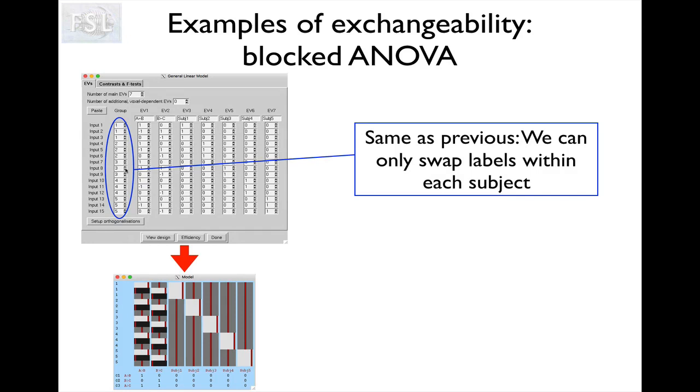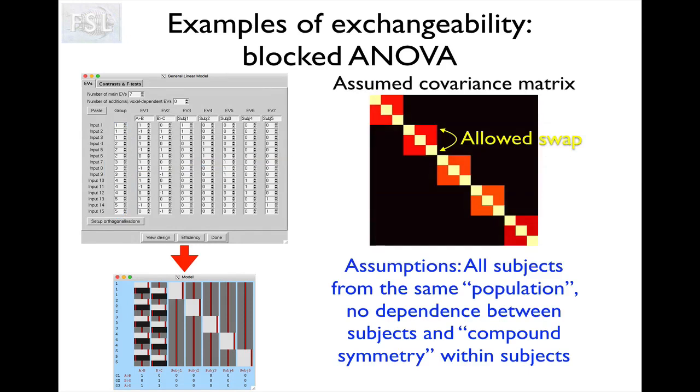And what are the assumptions that allow us to do this now? Well, the assumptions now are that all subjects come from the same population, there's no dependence between the subjects, and we have compound symmetry within subjects. Now, I think the first 2 assumptions here are fine: all subjects from the same population, and no dependence between subjects. There's clearly no dependence between subjects. The compound symmetry one is a little bit trickier.